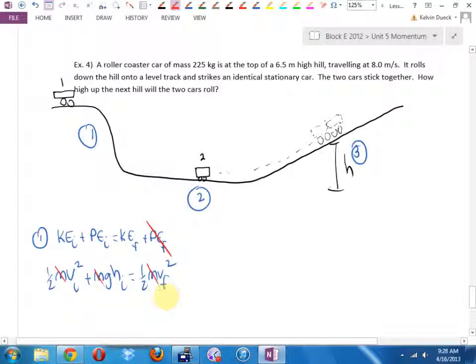What am I trying to find? v final. I'm going to do one more thing: I'm going to multiply by 2, times 2, times 2, because that's going to clear that fraction. It is going to leave a 2 in front of the gh, but that's much nicer than a bunch of halves kicking around everywhere. Is that okay? I got your name right?